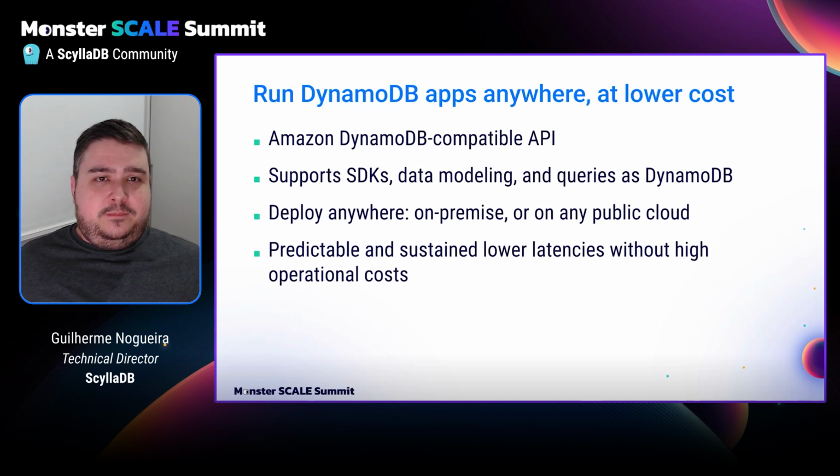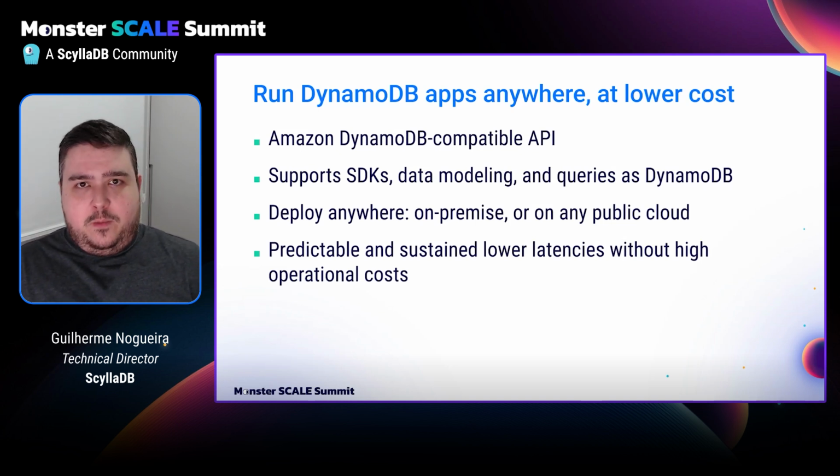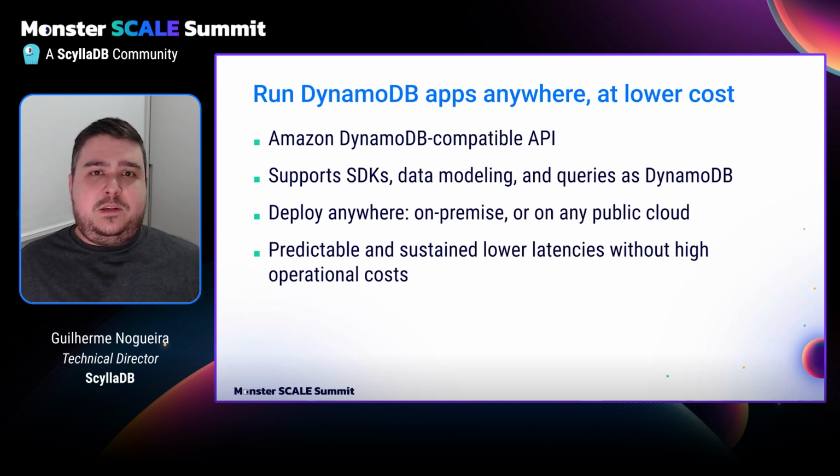DynamoDB runs solely on AWS, and ScyllaDB through Alternator allows you to run that DynamoDB-compatible application anywhere by providing a DynamoDB-compatible API. It supports the SDKs, the data modeling, and queries, same as Dynamo, and Nadav will go further into detail in a bit, and allows you to deploy anywhere. So deploy on-premise or any public cloud, including AWS, to reduce cost. And it will get you predictable and sustained low data latencies, and all throughout removing those high operational costs that we just discussed.